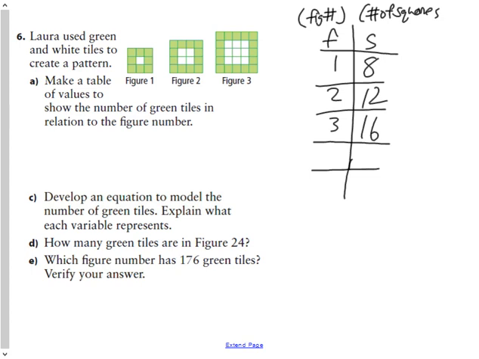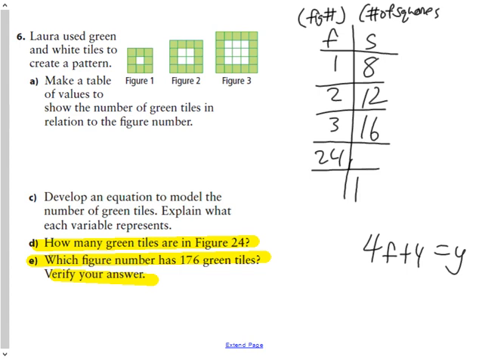Okay. So if I look at my difference here, I'm going to end up with an equation of 4 multiplied by the figure number plus 4 equals y, right? That will be my equation. And for D and E, I'm going to take my highlighter this time. D says how many green tiles are in figure 24. So sometimes on a test, you'll have your teacher write 24 in the F and a blank for the S. And which figure number has 176 green tiles? And have 176 for the squares and nothing for the figure number, so you'd solve it.